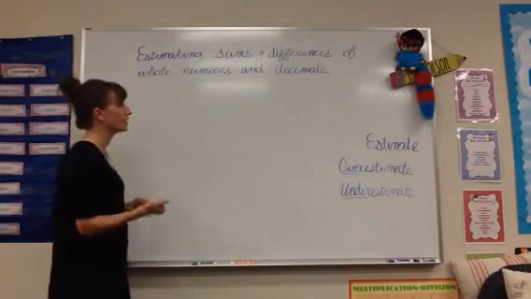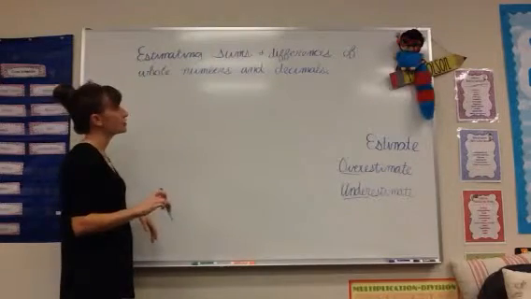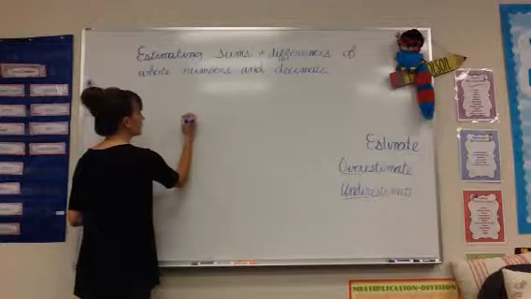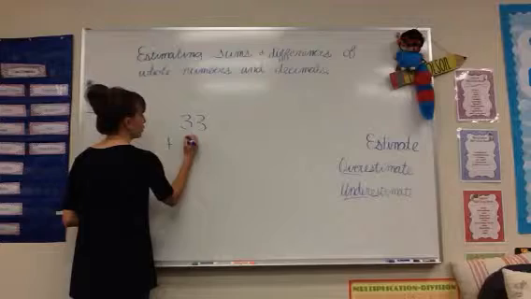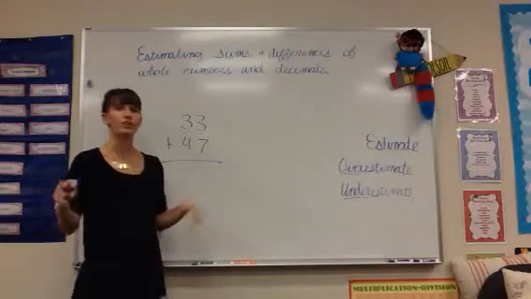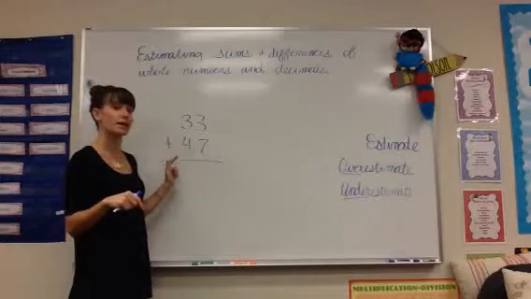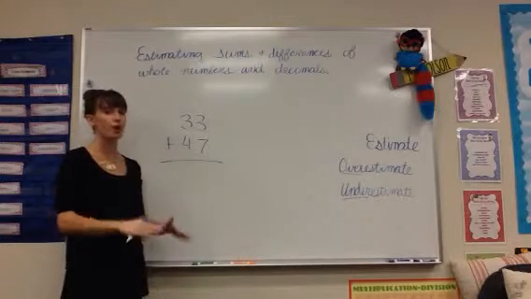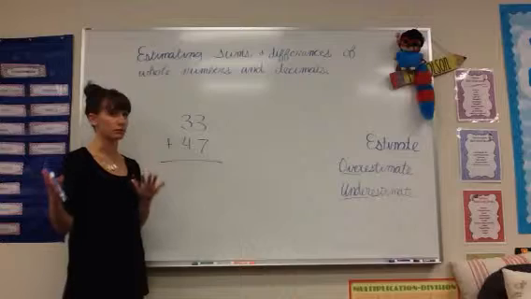So let's say we're adding first. Let's do whole numbers adding. 33 plus 47. What you do is it's important that you round each addend. These are addends, the things that you're adding together. It's important that you round those before you solve the problem. Everyone say before you solve the problem.